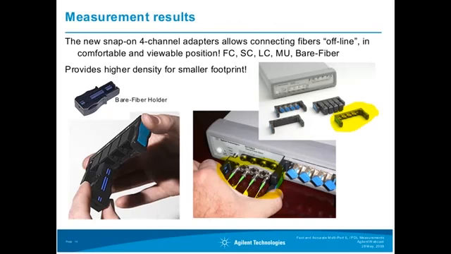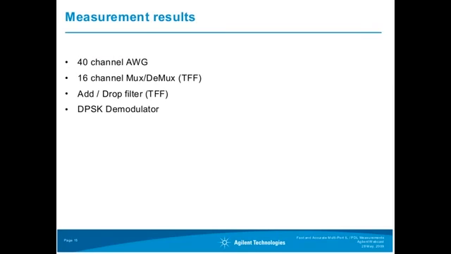I would like to demonstrate to you now measurement results, and I have results here which have been obtained on a number of different components. One component is a 40-channel AWG, and another component is a 16-channel multiplexer, demultiplexer based on thin film filter technology. I have an ADDROP filter, also thin film, and I will show results obtained on a DPSK demodulator.